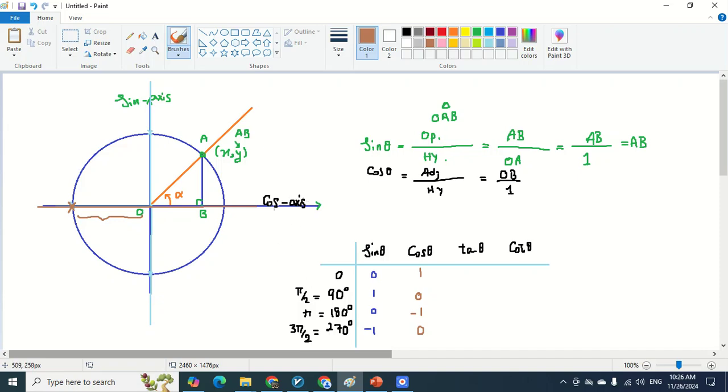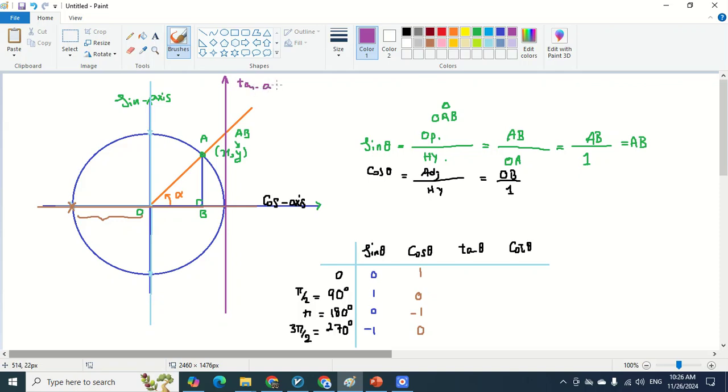To calculate the tangent of theta and cotangent of theta, I need two more axes. Let us sketch them over here. If I draw one line perpendicular to the circle, and put the positive side over here, then I will name this axis the tangent axis.